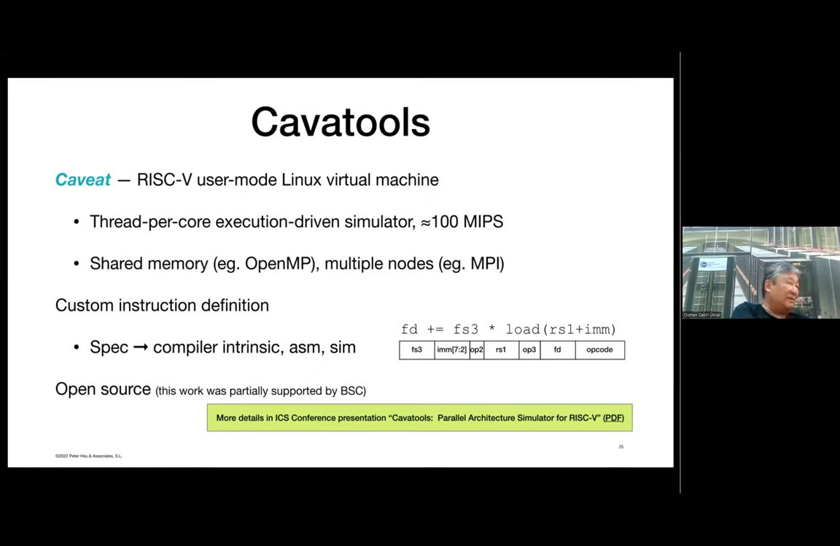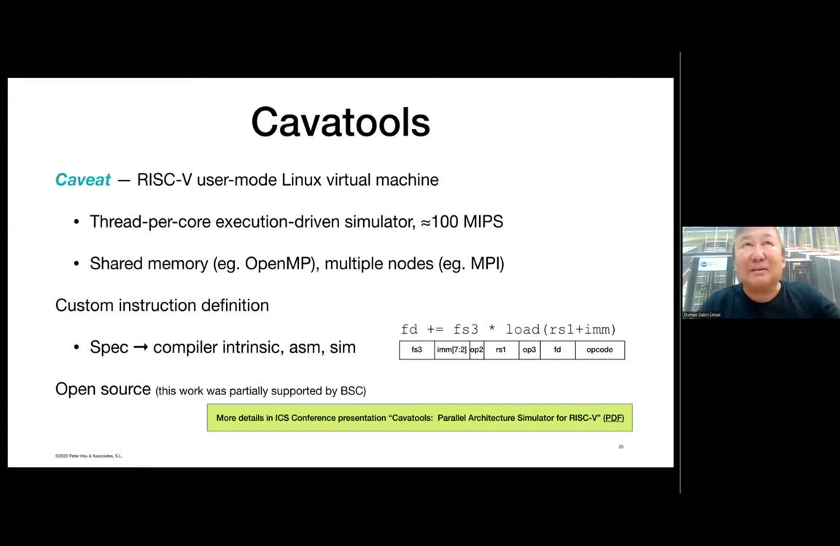And 2 days ago, I ran a 1024-node HPCG under MPI on the simulator on a new computer I just bought. I was able to get 1 MIPS per simulated core on 1,000 cores using an 8-core AMD processor. So it's pretty fast.